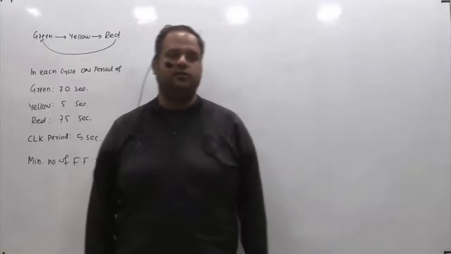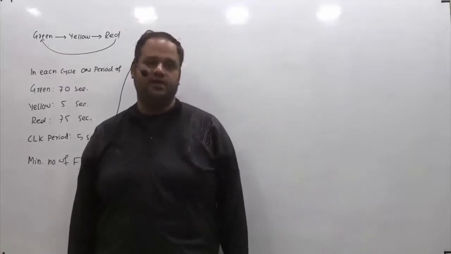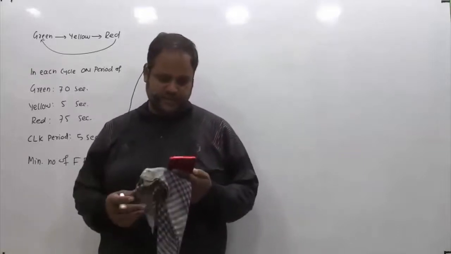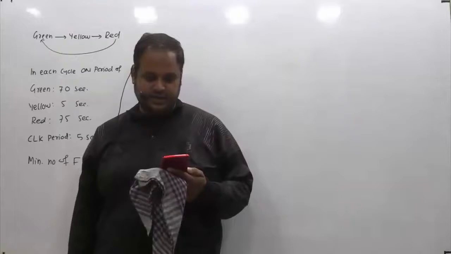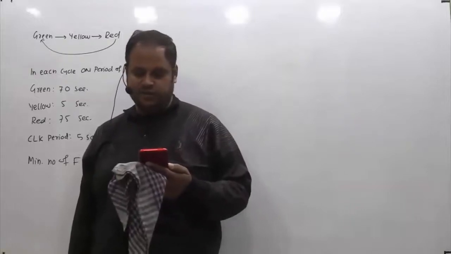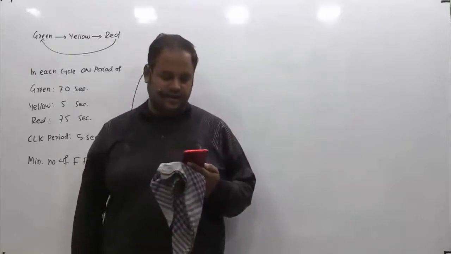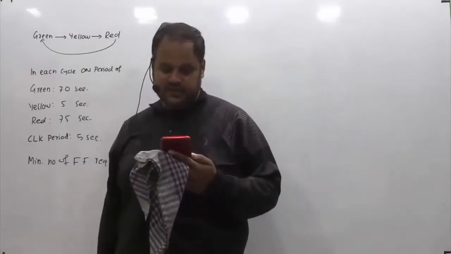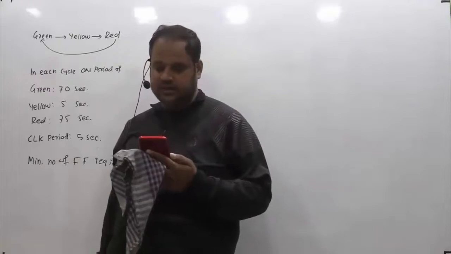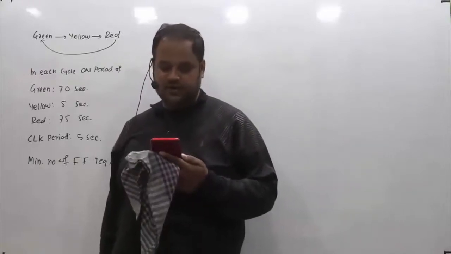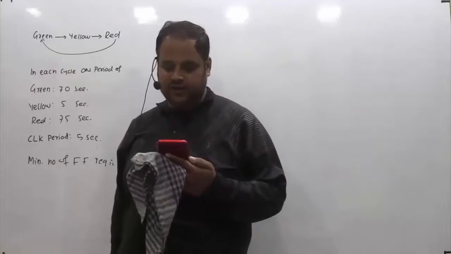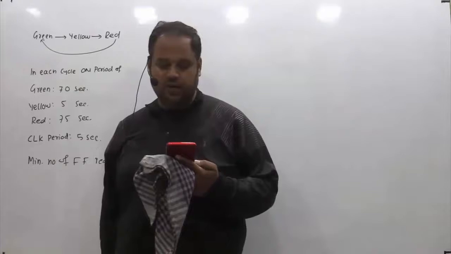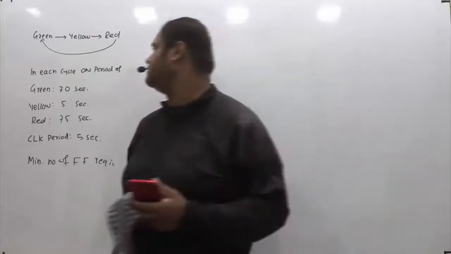This question is asked in GATE 2018 of electronics. This is from the digital subject, from sequential circuits or the finite state machine concept, you can say. The given question is, a traffic signal cycles from green to yellow, yellow to red, red to green in each cycle. Green is turned on for 70 seconds, yellow is turned on for 5 seconds, red is on for 75 seconds. The traffic light has to be implemented using a finite state machine. The only input to the finite state machine is a clock of 5-second period. The minimum number of flip-flops required to implement this FSM is dash.